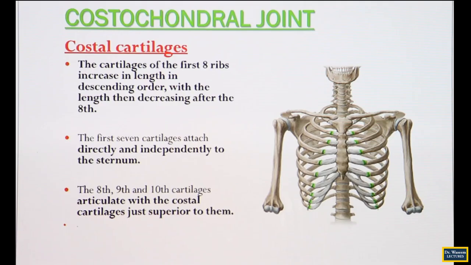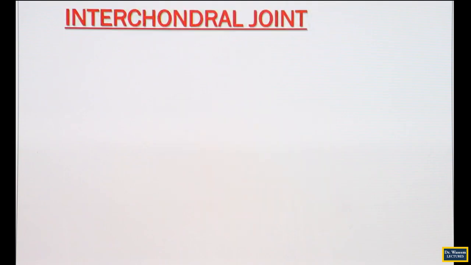Costal cartilages, we have already told you. The costal cartilages of the first 8 ribs increase in size from above downward. You see the first is small, the next a little larger, then still larger, getting larger and larger from above downward. The first 7 costal cartilages, as we have already told you, are directly attached and the remaining are attached indirectly. The costochondral joints are important.